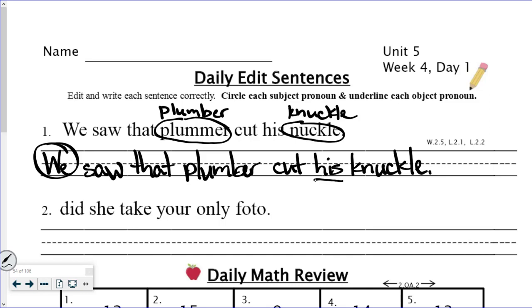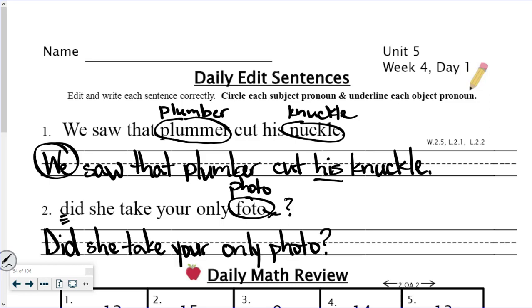Number 2, did she take your photo, your only photo? Did she take your only photo? Did gets a capital because it's the beginning of the sentence. Did she take your only, and then photo is spelled incorrectly. P-H-O-T-O. And then this period should be a question mark because it's asking. So I'm going to rewrite number 2 nice and neat on the line. Alright, number 2 looks good. Did she take your only photo?